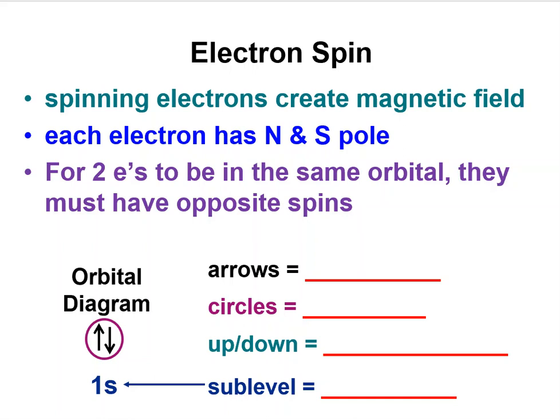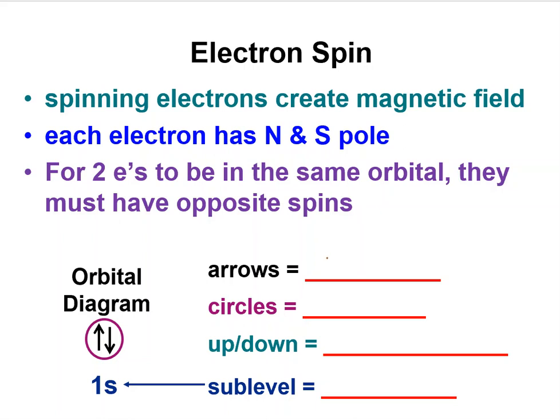And this is important for the electrons because if their spins are the same, then they will repel each other. But if their spins are opposite, then they'll stick together better. Remember that electrons are still negatively charged, so they do repel each other, but having this effect of the magnetic fields helps 2 be in 1 orbital. Okay, so if you have 2 electrons, they have to have opposite spins, and so to show that they have opposite spins, we use the arrows.